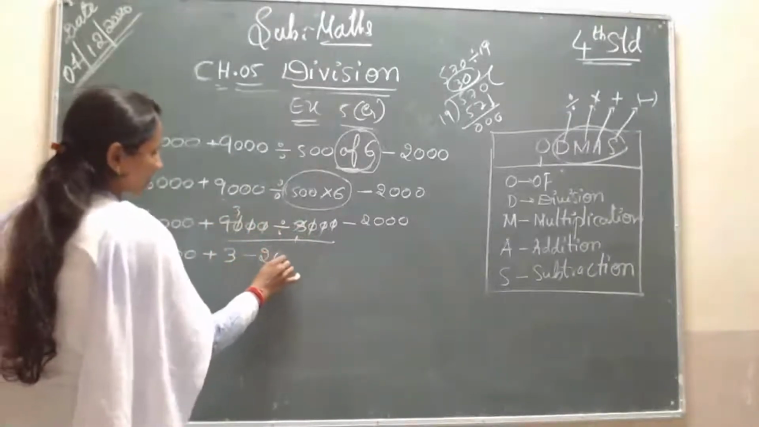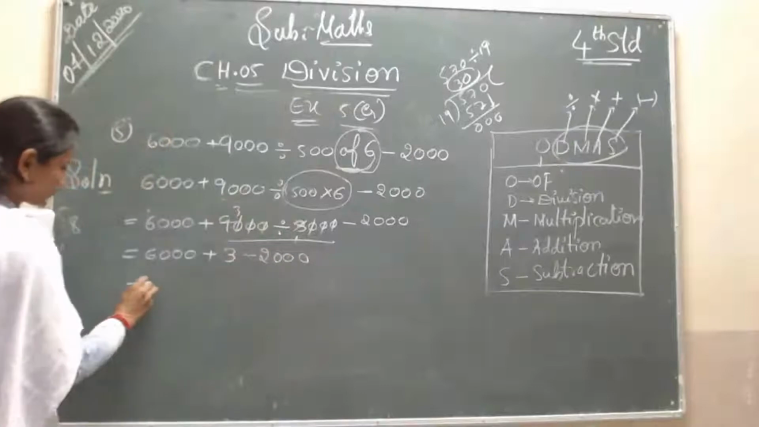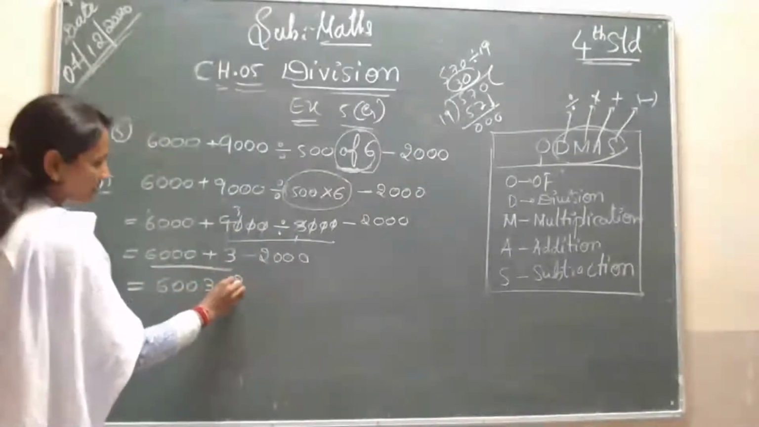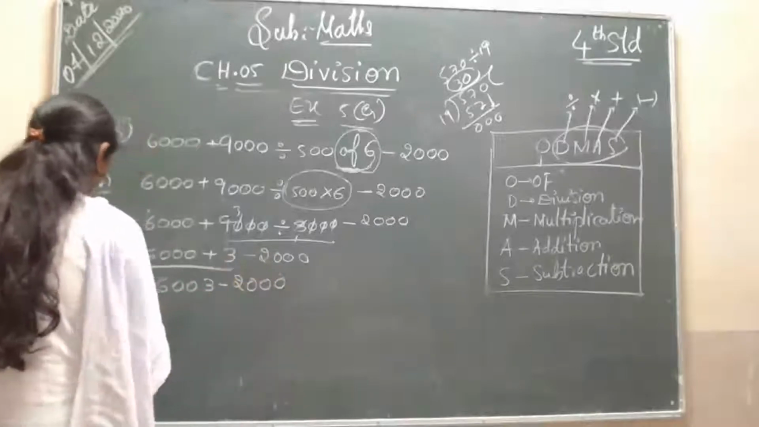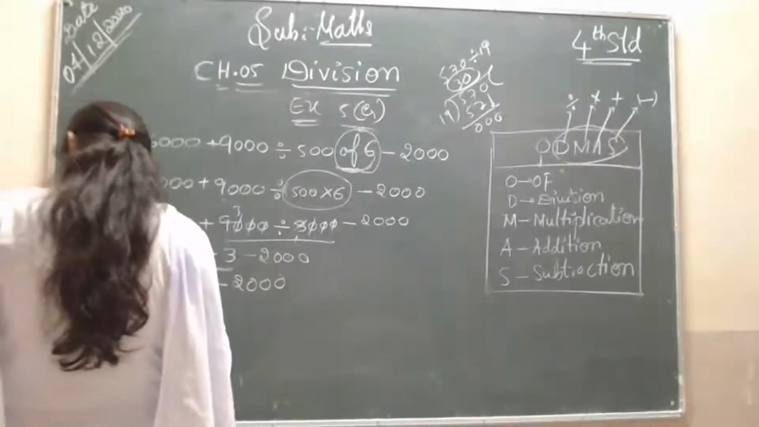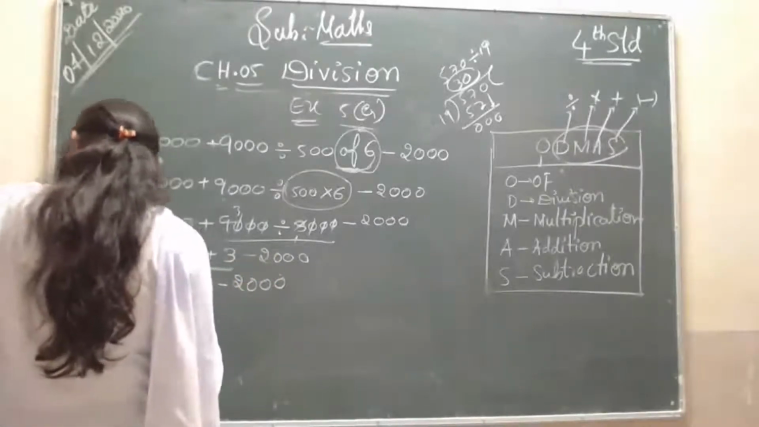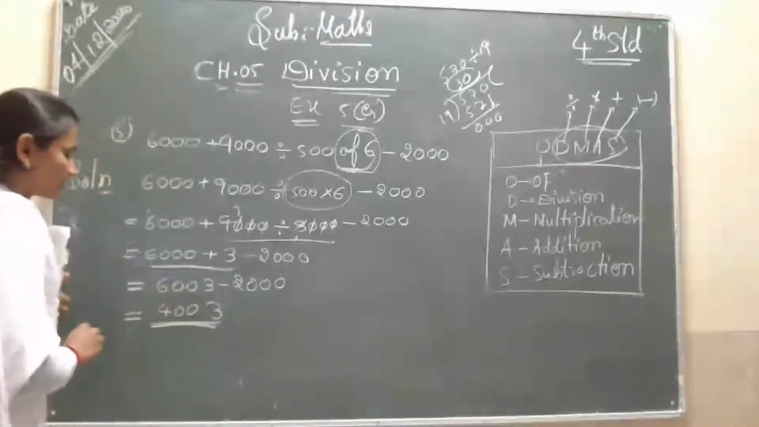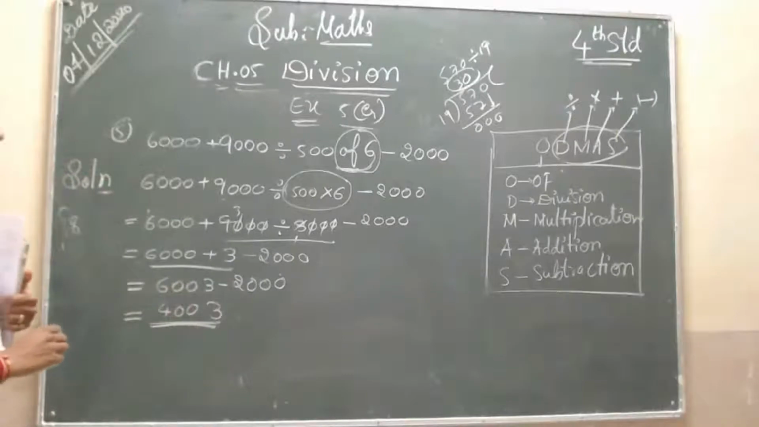So minus 2,000. These two numbers first. 6,003 minus 2,000. So the result is 4,003, students. 4,003 is the answer.